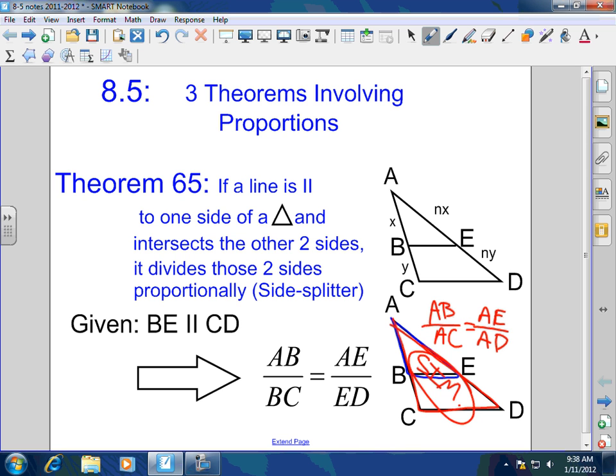That is not the case for side splitter. But I wanted you guys to see the difference because that is confusing sometimes. Well, what is it? Is it the big triangle to the small triangle? Is it what's going on here? Are we trying to prove similarity? What are we proving? So in side splitter, we're proving that the individual pieces are proportional. Does that make sense, gentlemen? Okay, thank you. Yes, sir.